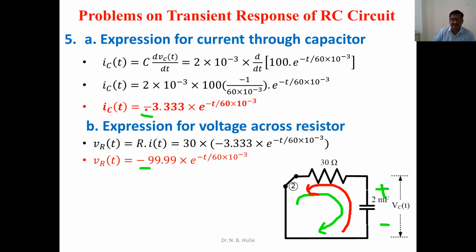That's why the minus sign is there. Initially the polarities were plus and minus with the current in the clockwise direction. When the switching takes place, the current through the circuit reverses, flowing from right to left, so the polarities are reversed. These polarities are opposite to the polarities when the switch was in position 1. That's why the voltage across the resistance is a minus value.